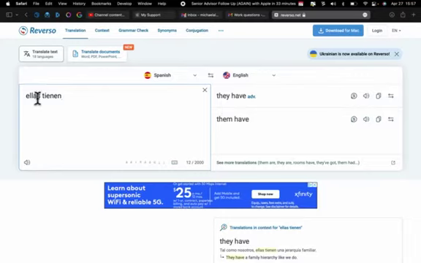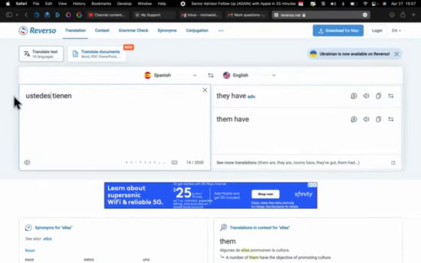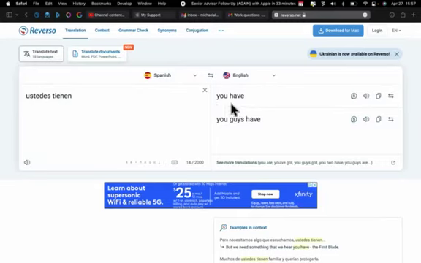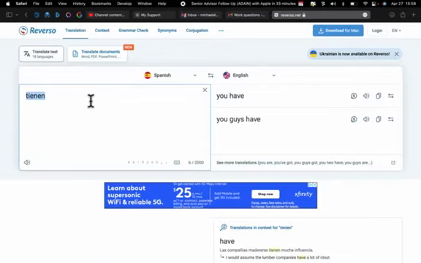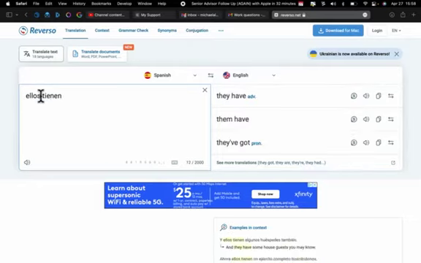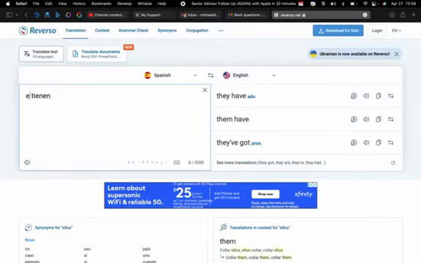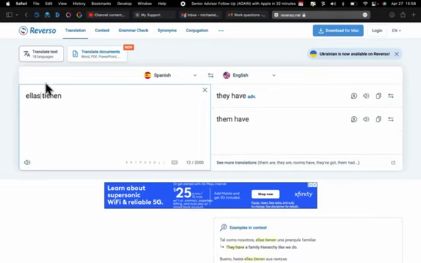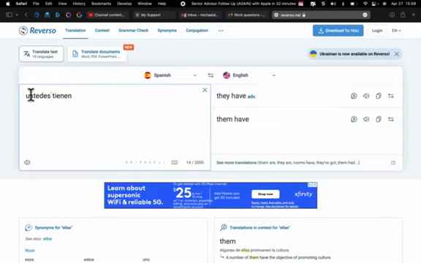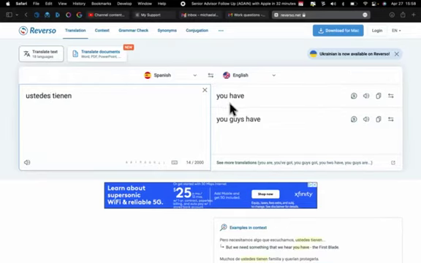Now, if we take the last pronoun that also has this conjugated form, ustedes, look how it is now you have. So this one conjugated form of tener, to have, has three different meanings. It's either they have, a bunch of guys or a mixed group. They have again, but a group of girls, or it's you have, but this is you have in the formal way.